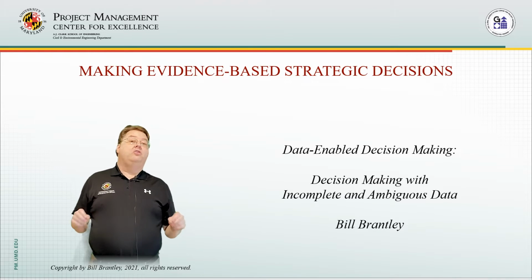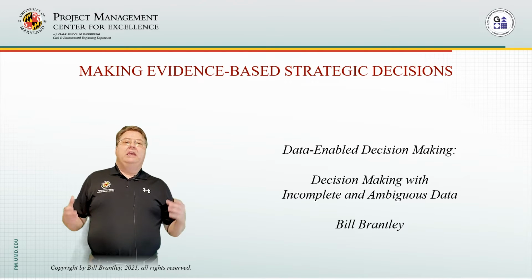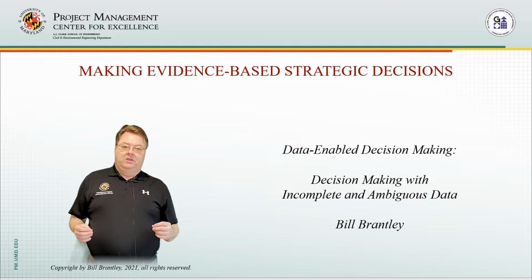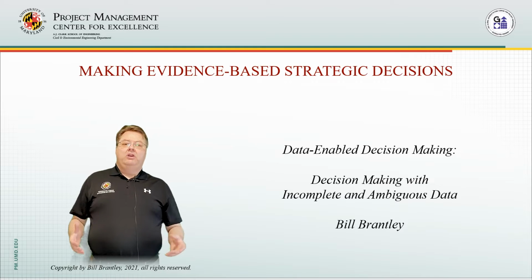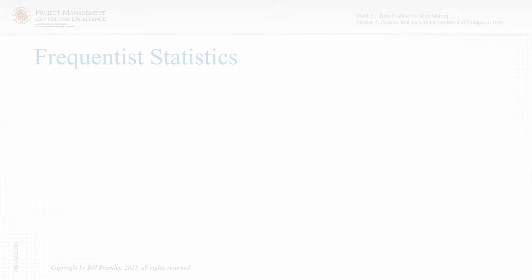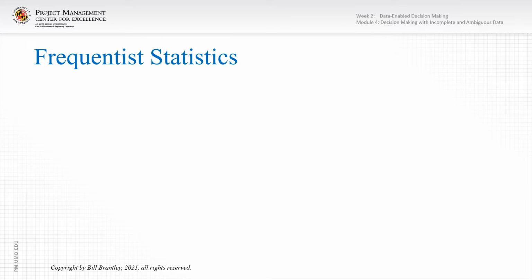We're in our third course, Making Evidence-Based Strategic Decisions, and in week 2 we're looking at data-enabled decision-making. So in our fourth module, we're going to take a look at decision-making with incomplete and ambiguous data. In this module, I'm going to introduce you to two types of statistics. There's frequentist statistics and there's Bayesian statistics.